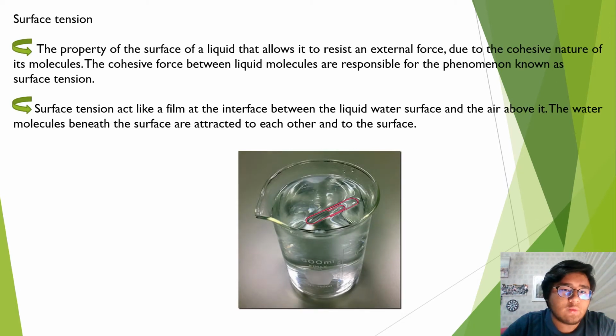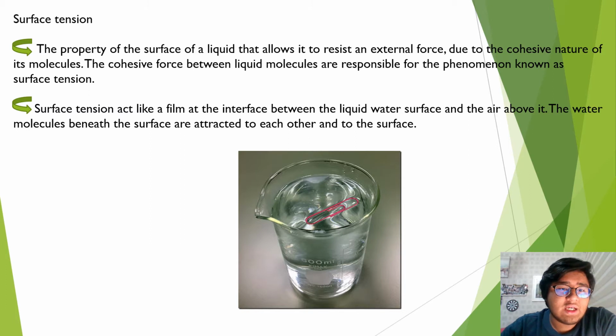Okay, next we're going to learn about surface tension. Surface tension is the property of the surface of a liquid that allows it to resist an external force, due to the cohesive nature of its molecules. The cohesive force between liquid molecules is responsible for the phenomenon known as surface tension. So basically, this is the definition of surface tension.